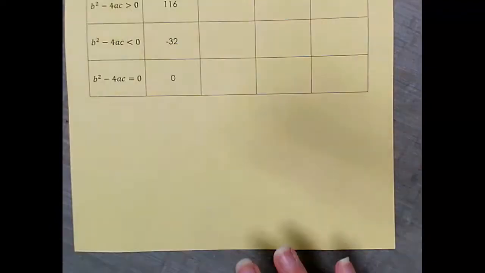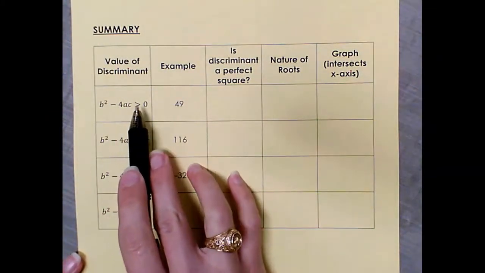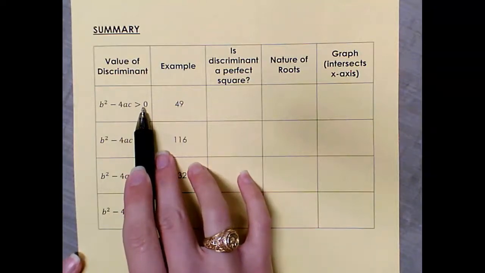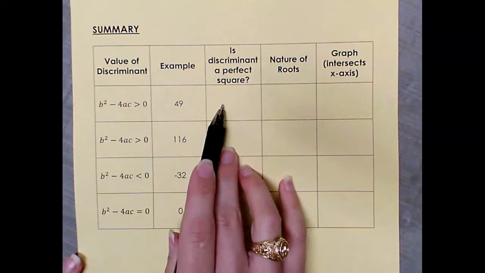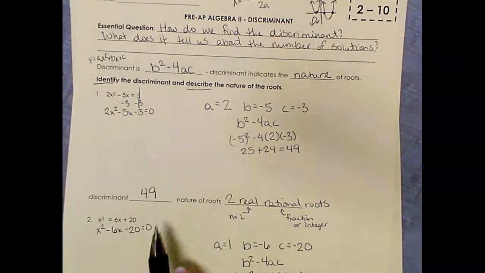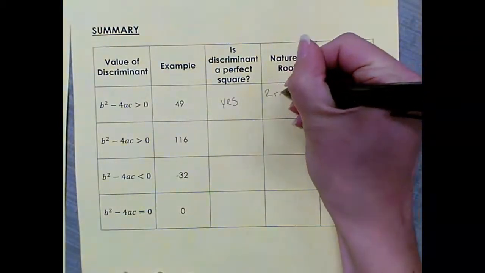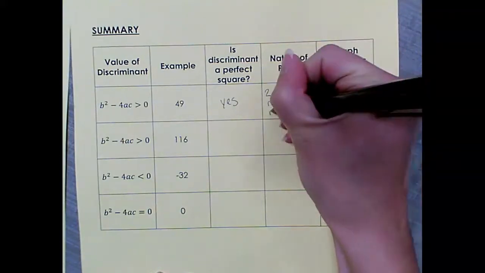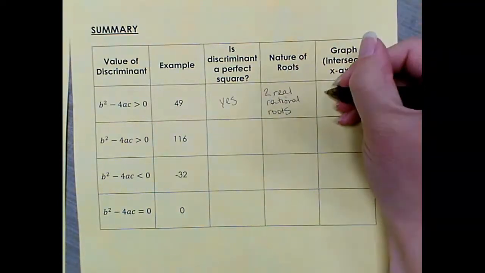So let's summarize what we learned today. If the discriminant, b squared minus 4ac, is greater than 0, maybe an example is 49, meaning it's positive, and it's a perfect square, so 49 is a perfect square, then what was the nature of the roots? Well, when the discriminant was 49, the nature of the roots was that we had two real rational roots. And on a graph, how many times does it intersect the x-axis? Well, roots are the x-intercepts, so it does it 2 times. So twice.